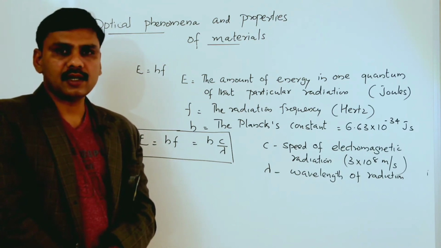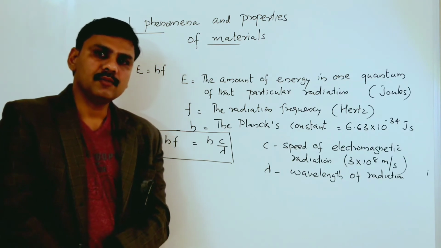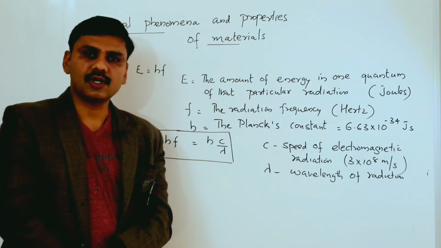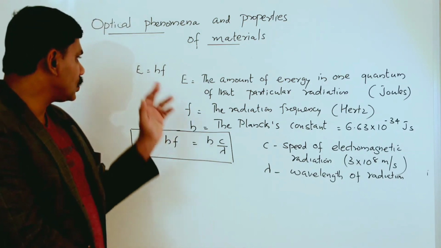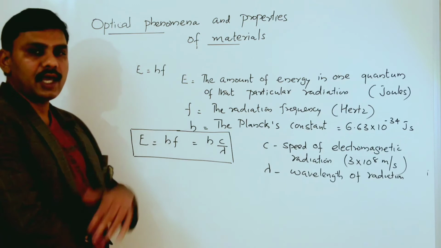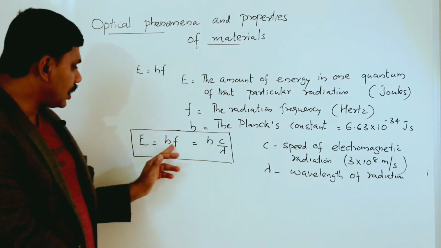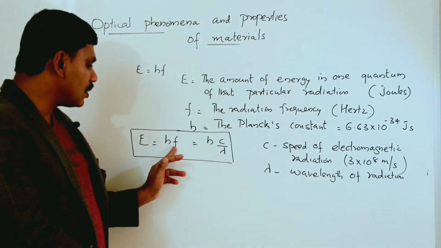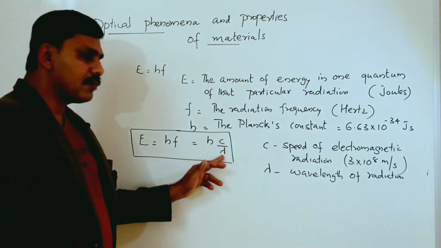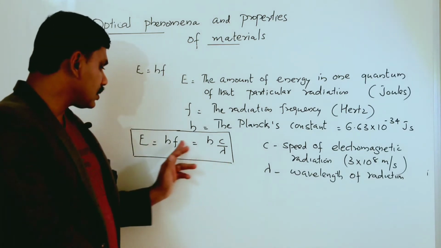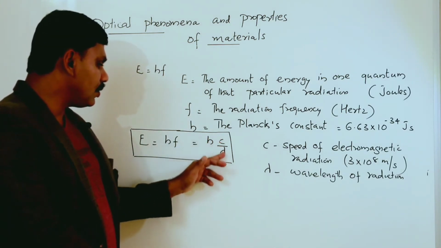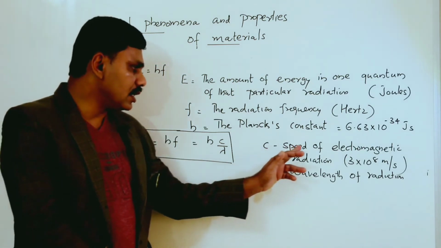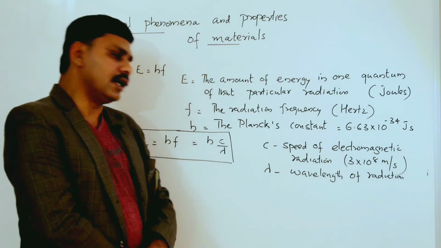So electromagnetic radiation means it's packets of energy, and each packet of energy is known as quantum of energy, and the energy of each quantum is E equal to hf. And E equal to hf you can rewrite in terms of c and lambda, because frequency equal to velocity divided by wavelength. You studied in the lower class, frequency equal to velocity divided by wavelength. So here the velocity or speed is the speed of the electromagnetic radiation.